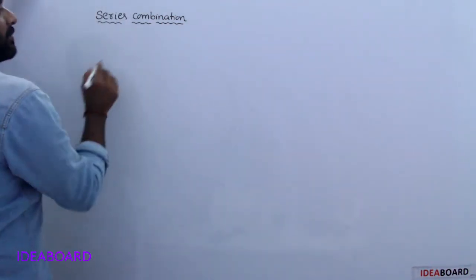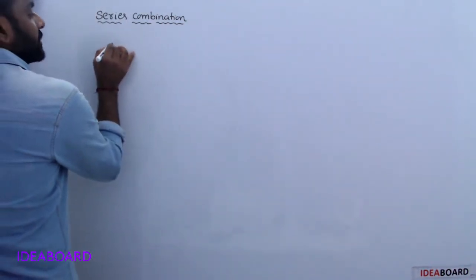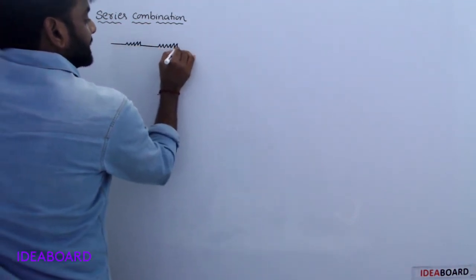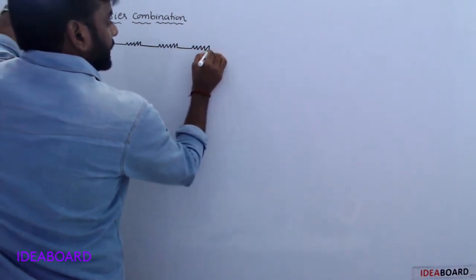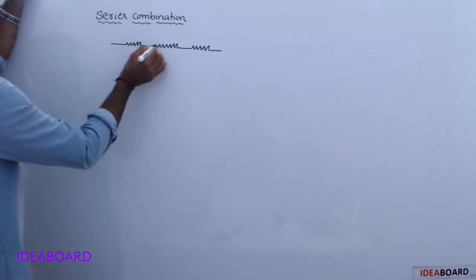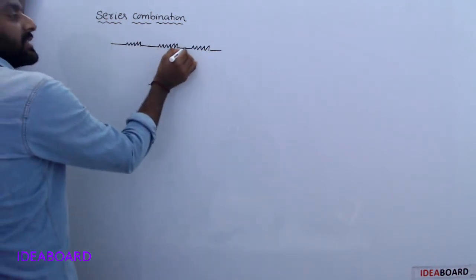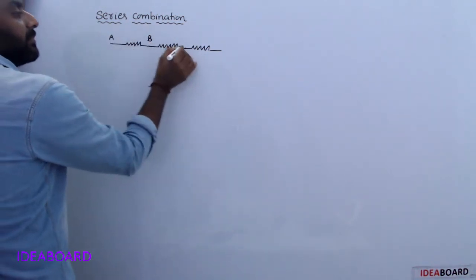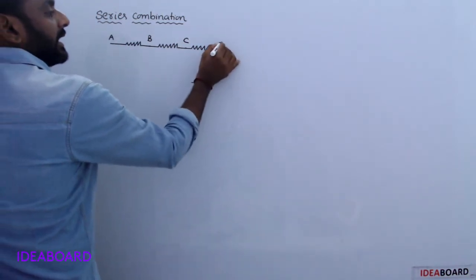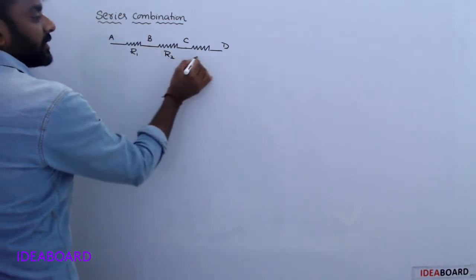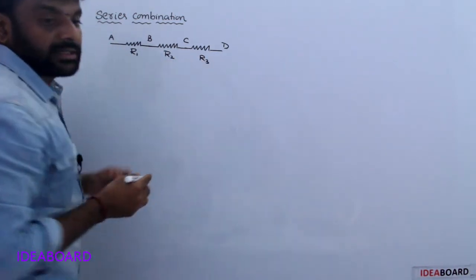Now, in this one, resistors are joined end to end. Here there are three resistors. This end is joined with this end. Understood? The points are A, B, C, and D. The resistances are R1, R2, and R3.